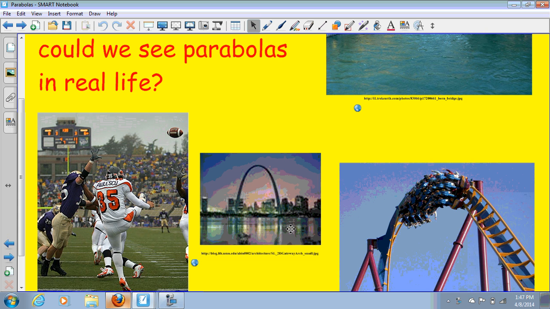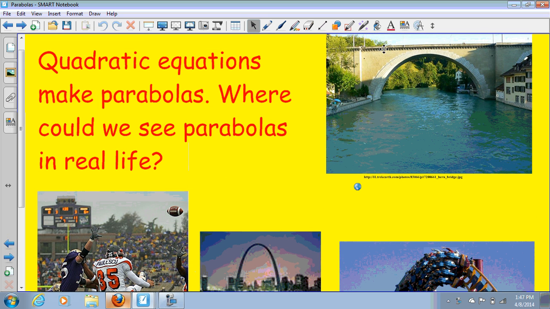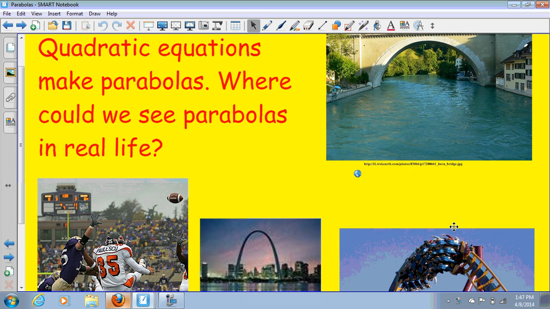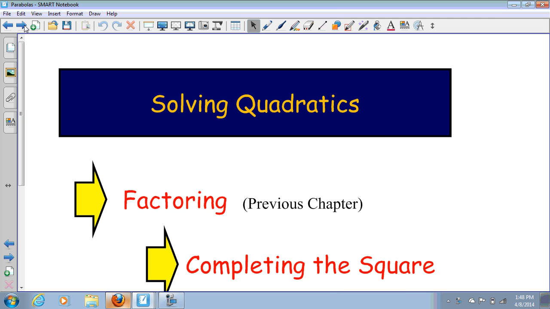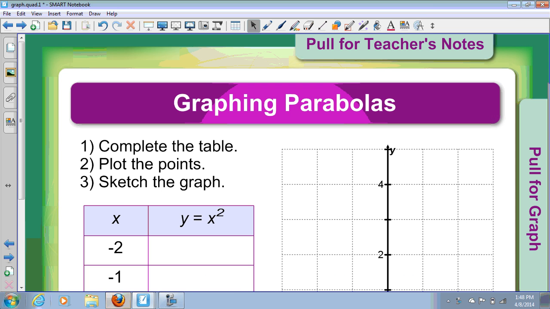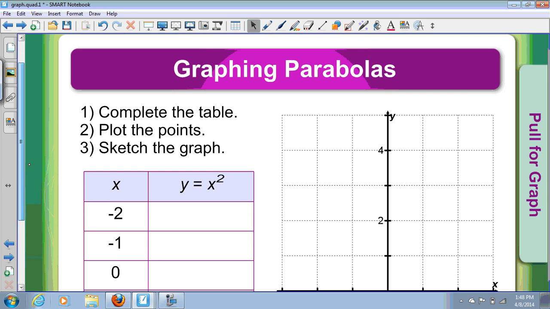Gateway to the West, the St. Louis Arch. Many bridges have parabolas. Many roller coasters have parabolas set up. That's the shape, or that U shape. Remember, it's like a function graph, and when we deal with quadratics, we are looking at a squared function, like y equals x squared. That is our parent function.